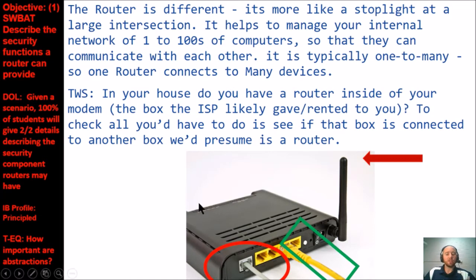So now moving on to the router's specific difference from a modem. It's more like a stoplight at a large intersection. It helps to manage your internal network of 1 to 100 computers so that those computers can communicate with each other. It is typically a one-to-many ratio. So one router connects to many devices.